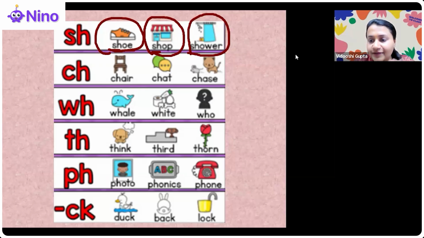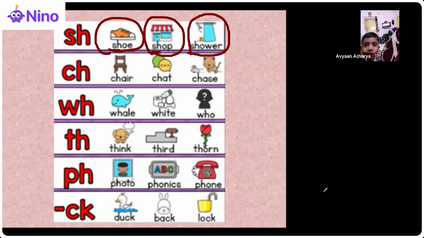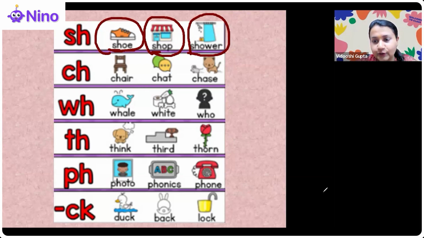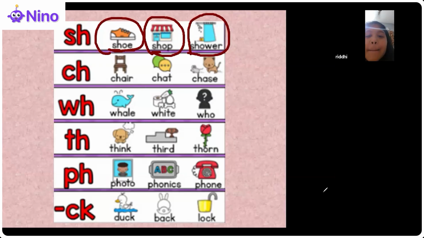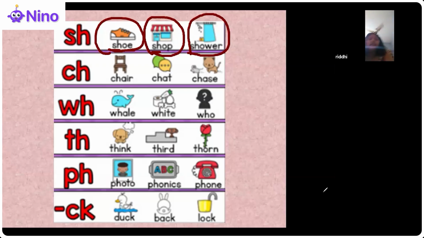Okay, so are we clear with the first one, that is sh? S and H coming together to make a new sound, that is sh. Okay, let's move forward to the next. Ma'am, sheet. Sheet, yes, wonderful, very good. So great, you're coming up with good examples. So that means the concept is clear to you. Sheep, yes, very good. Wonderful. Great.